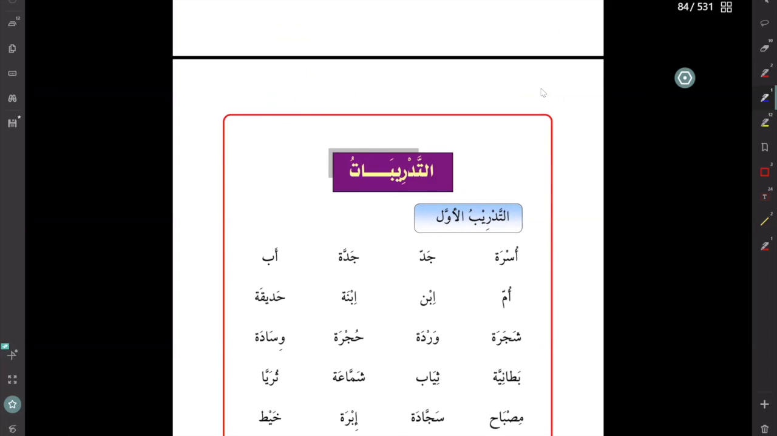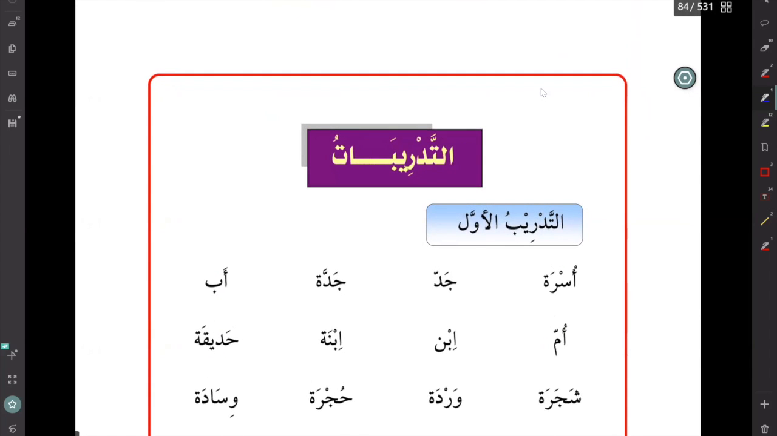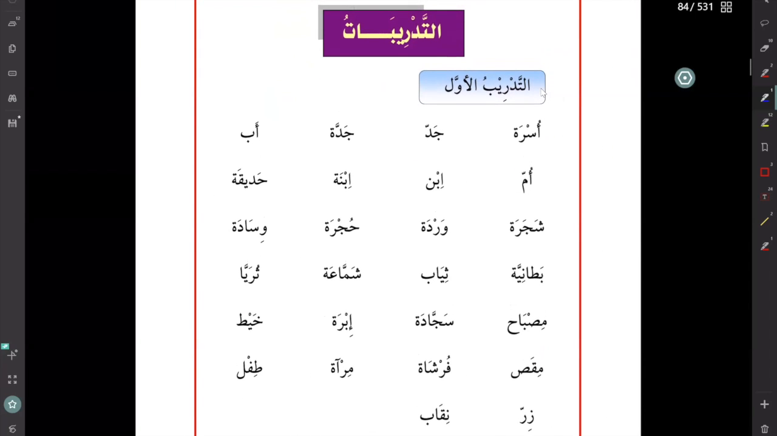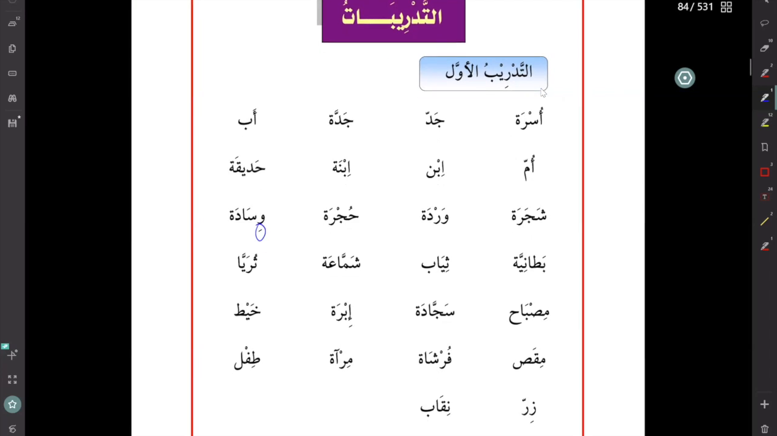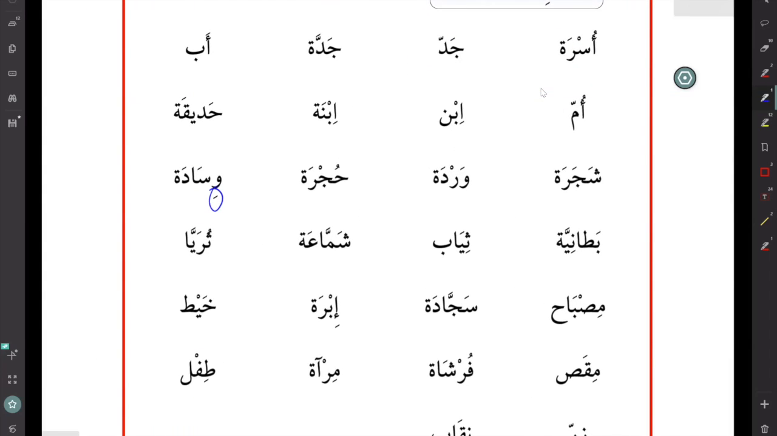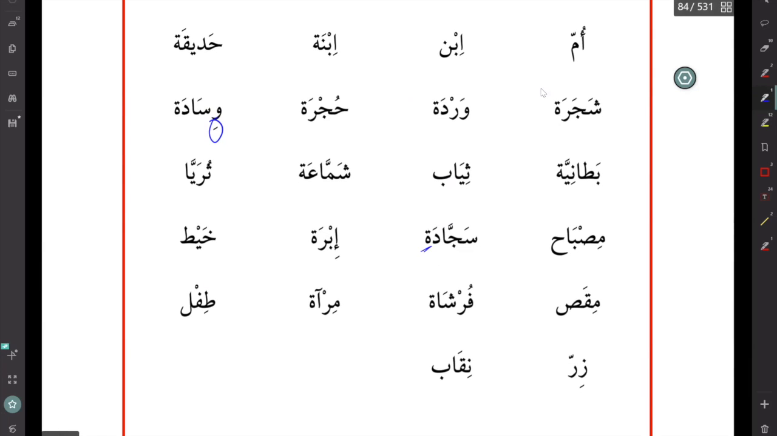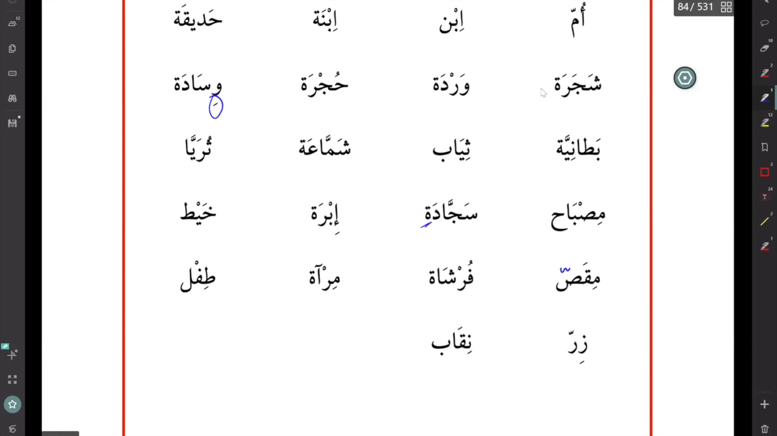We have التدريبات. التدريبات is exercises, and we have التدريب الأول, the first exercise. Here we have all the words that we learned so far. أسرة, جد, جدة, أب, ابنة, ابن, ابنة. Then we have حديقة, شجرة, وردة, حجرة, وسادة. See, here they fix the spelling. بطانية, ثياب, شماعة, ثريا, مصباح. So you should know all of them. Okay, سجادة. Okay, here they also fix the spelling. إبرة, خيط, مقص, and فرشة.